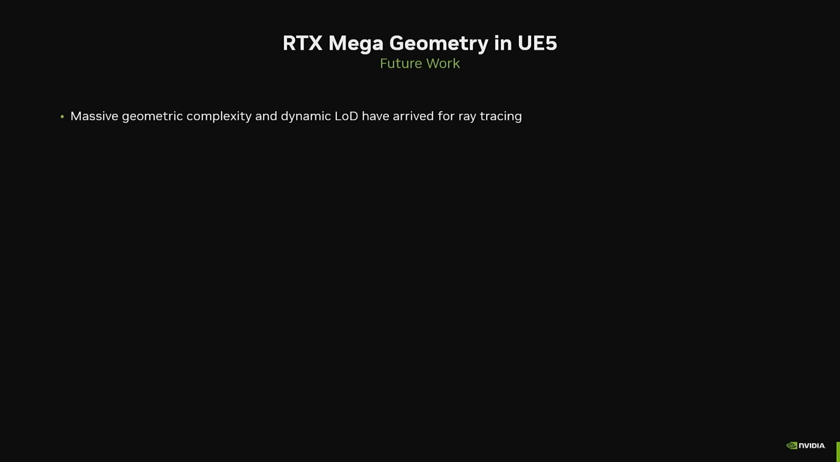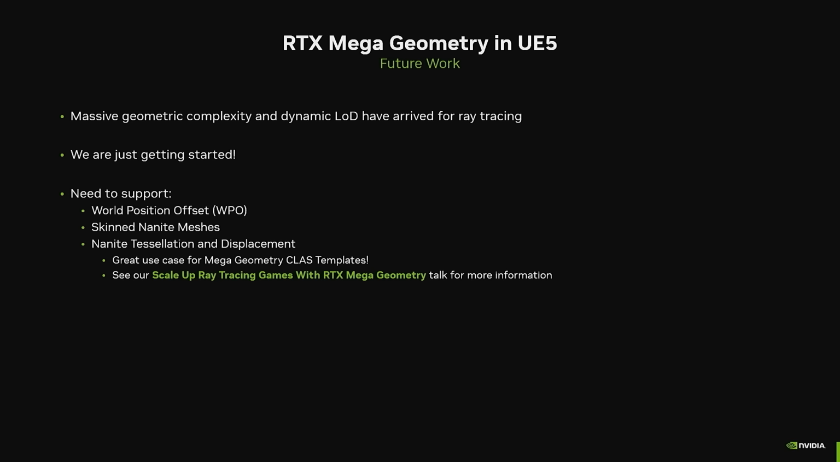All right, so massive geometric complexity and dynamic LOD have arrived for ray tracing with Mega Geometry, and we're really just getting started here. We still need to support a variety of things in NVRTX and UE5, including world position offset, skinned Nanite meshes, and Nanite tessellation displacement, which are a really great use case for Mega Geometry's CLAS templates feature, which I haven't talked about here, but if you go to the talk this afternoon, you'll learn a lot more about it and its use in Alan Wake 2.